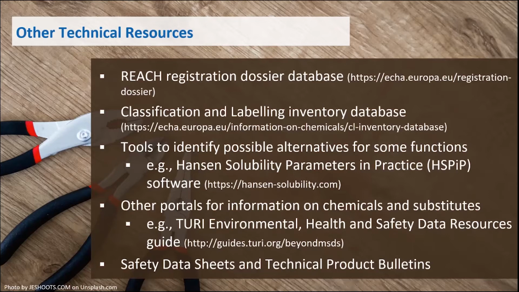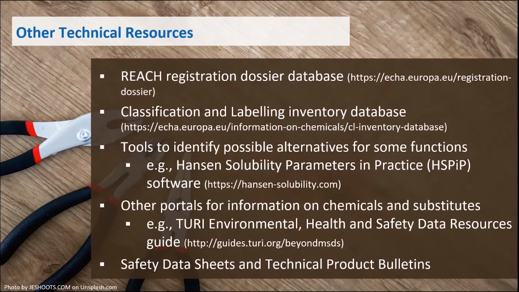And often you hear the suggestion that there is no other solvent that can replace the solvent that's currently being used. And that may be true, but there may be a blend of solvents that can get you there. And the Hansen solubility parameters in practice software is a tool that you can take advantage of that will help you to identify the potential for a blend of safer solvents that can achieve the same results as the toxic solvent that you're currently using.